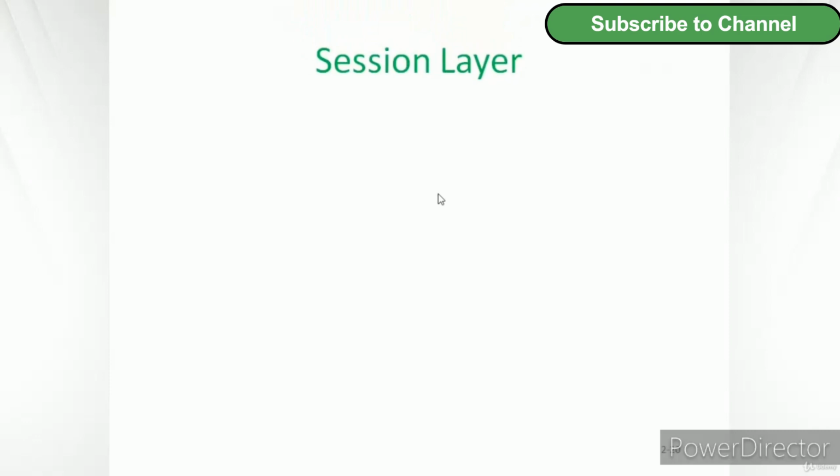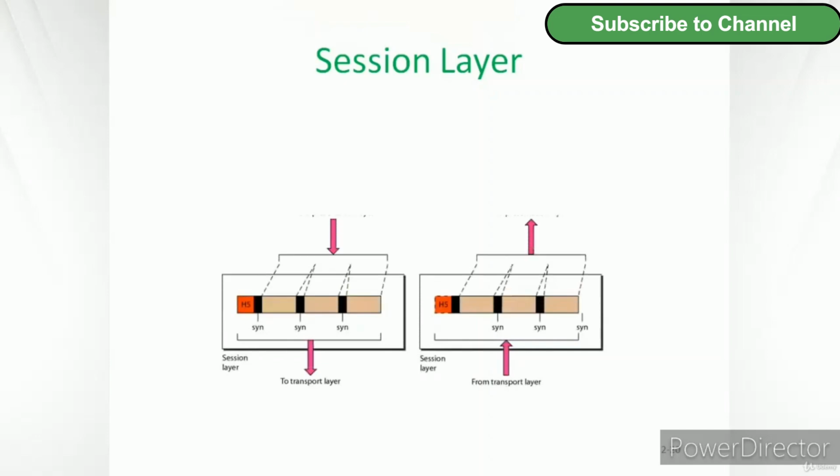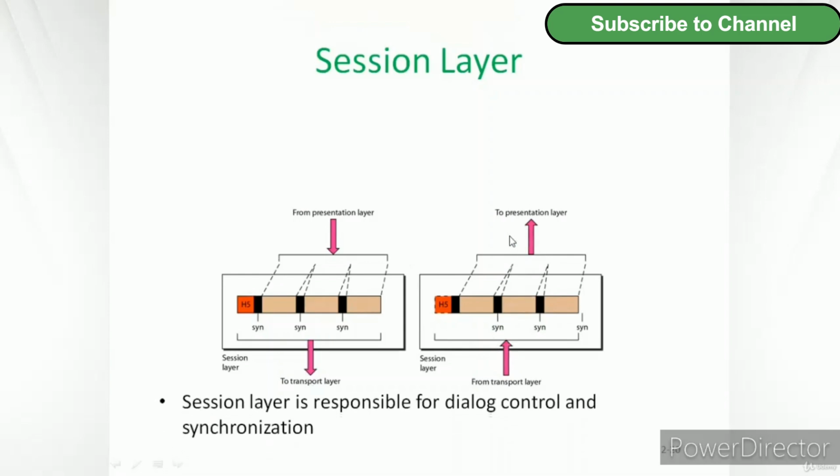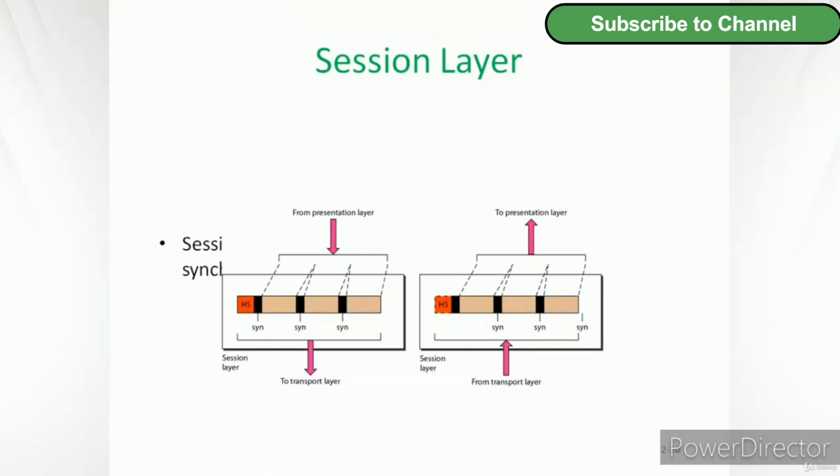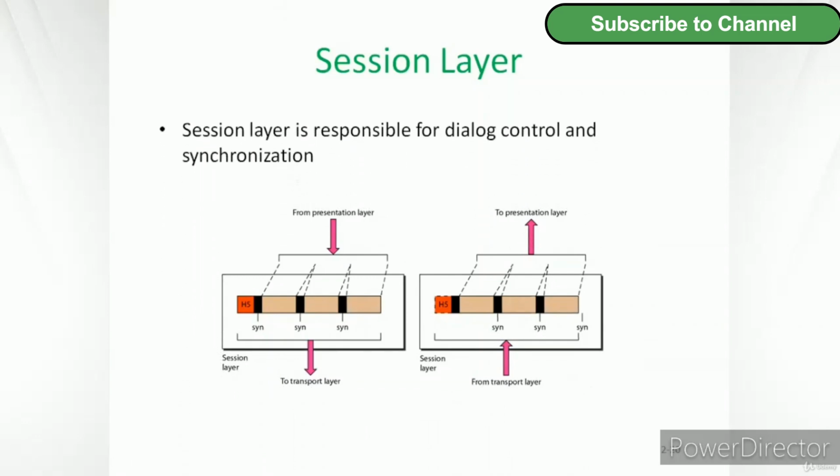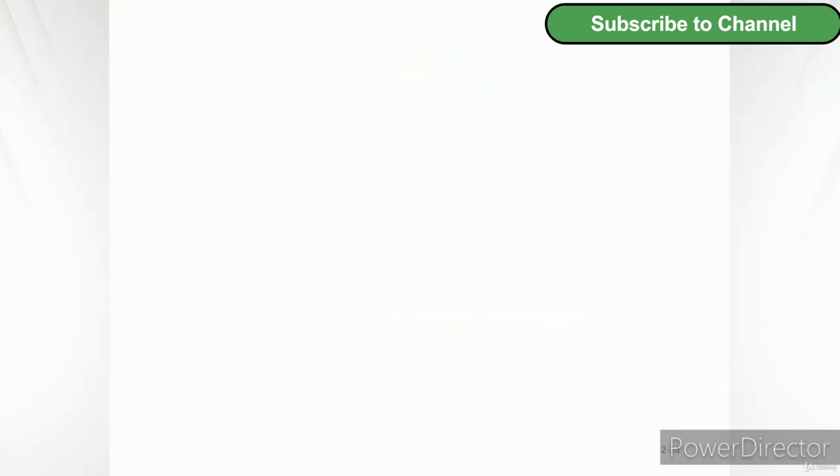Then the session layer. We will see this diagram: the session layer takes the data from the presentation layer and gives it to the transport layer, and at the receiving side takes it from the transport layer and gives it to the presentation layer. Here this session layer is responsible for dialog control and synchronization.